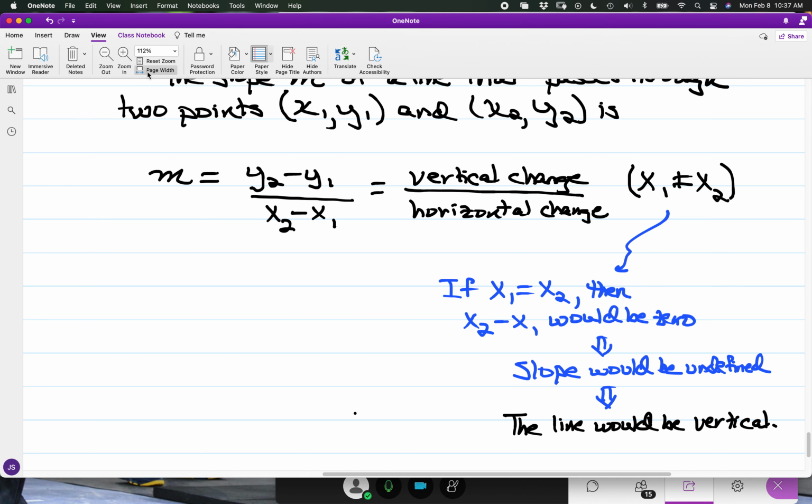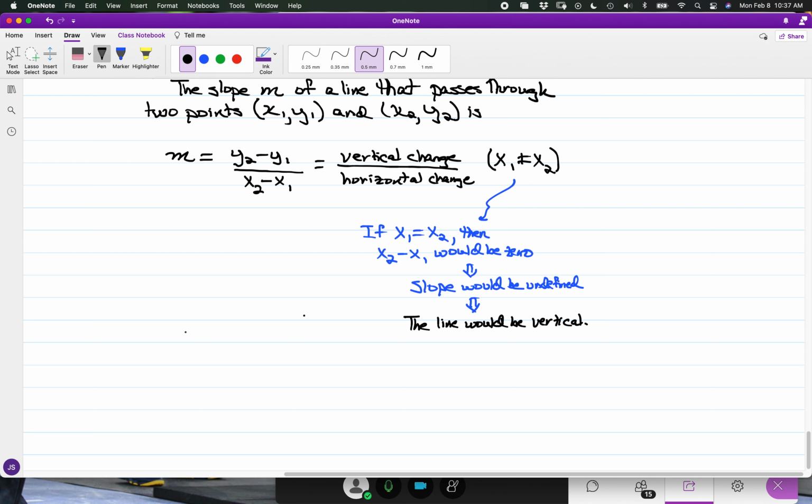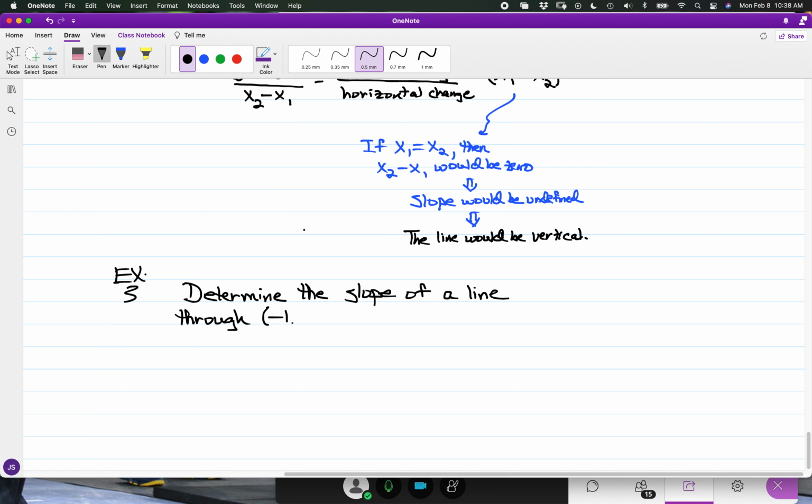Now for what we have, as an example, determining the slope of a line that's going to go through, and we'll say with our ordered pairs, we have (-1, -4) and (3, 6).